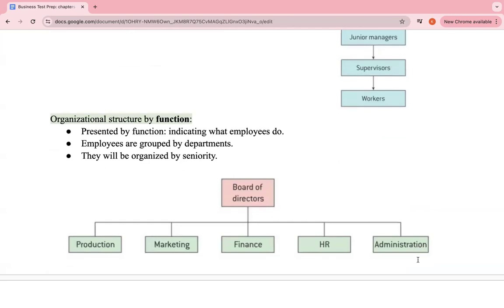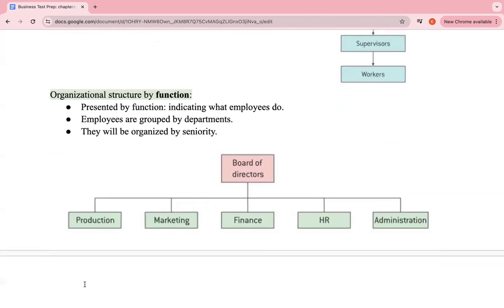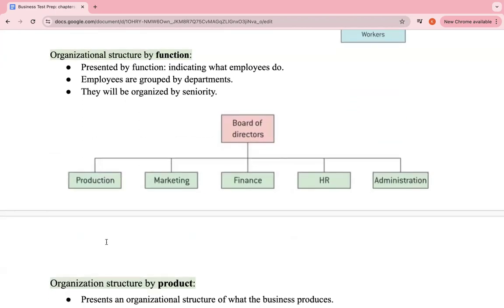Organization structure by function. It basically showcases what the employees do, their role. The employees are grouped by departments, and they will be organized by seniority. So here you have all the departments in the business, and you have the seniority. Here you have maybe the executive, then down you have the employees. Then you have organization structure by product.